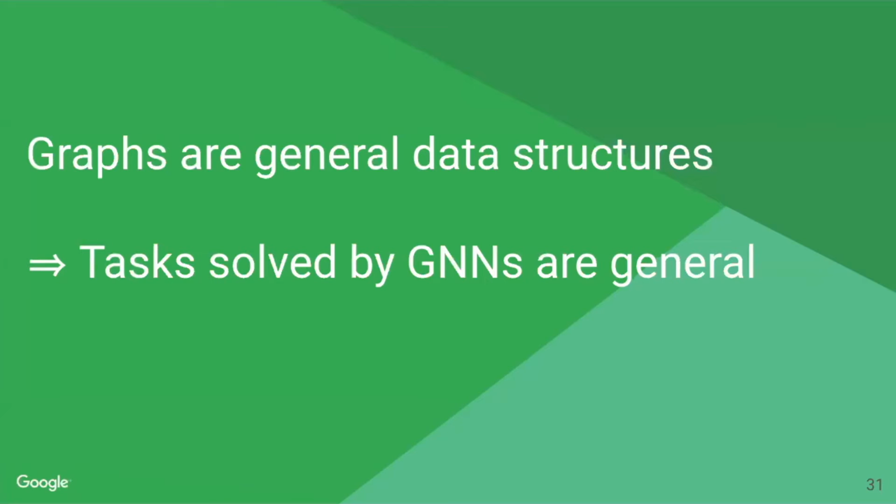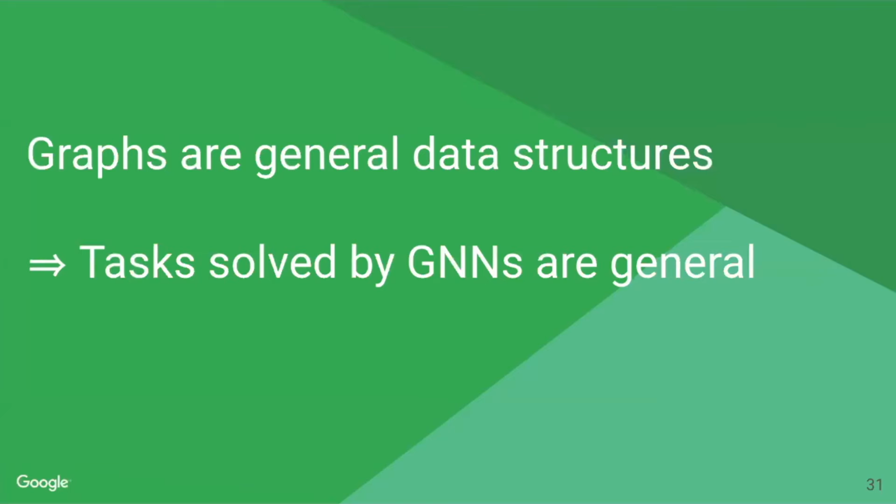Now, since graphs are general data structures, you can map many data domains onto a graph. Since GNNs can solve general problems of link prediction and node classification, as soon as you convert your data into a graph structure, you can immediately run a GNN on it and solve those kinds of tasks.